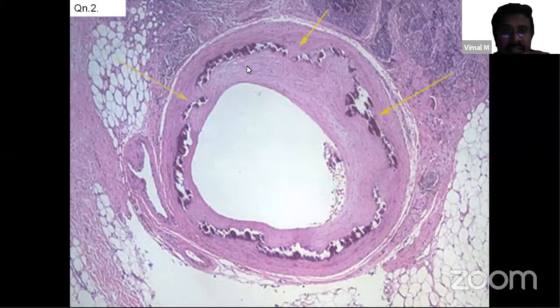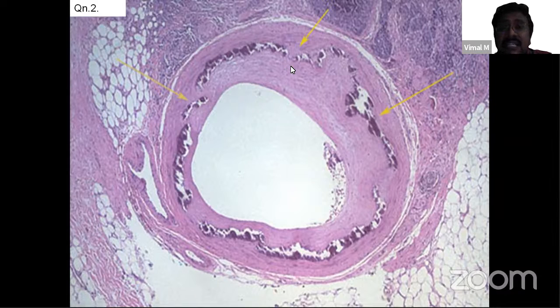You know the layers of the blood vessels: tunica intima, tunica media, and tunica adventitia. What you are seeing here is some bluish material deposited in the tunica media. If I say this is the blood vessel section of the arteries from a 70-year-old elderly man, with basophilic material deposited in the tunica media.